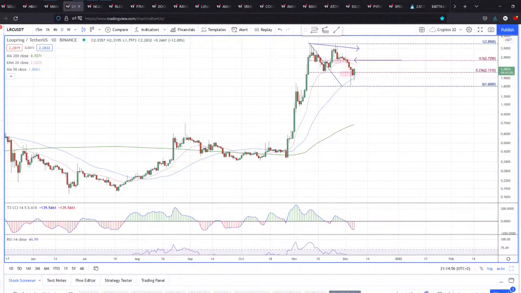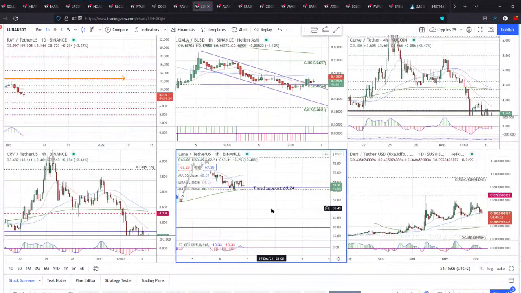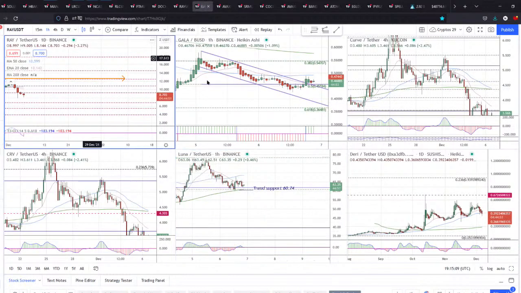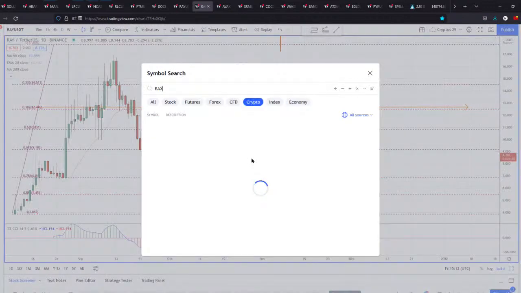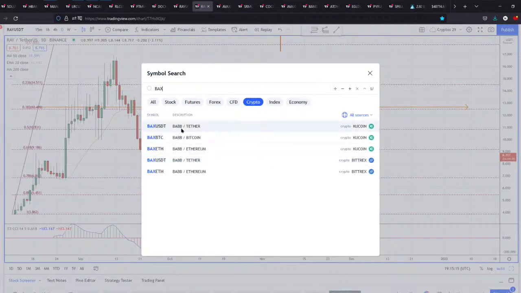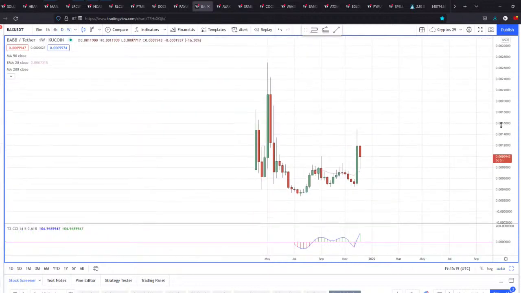Okay. I'll look at XMR for you, Lucas, and I'll look at BAX. Okay. Back, yes, let's start with the weekly chart of this one.